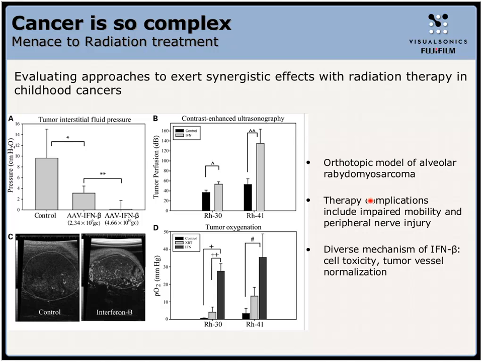rhabdomyosarcoma. This is a childhood cancer, and in current therapy with radiation, complications include impaired mobility and peripheral nerve injury. This is pretty traumatic for little children. And what's important is that the IFN mechanism increases tumor vessel normalization. As a result of that mechanism, you see increased perfusion as shown by this contrast image, and increased oxygenation.